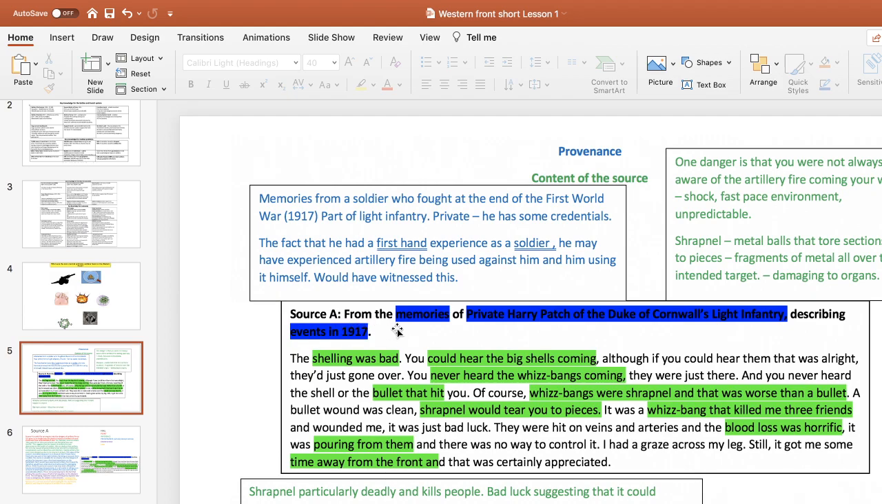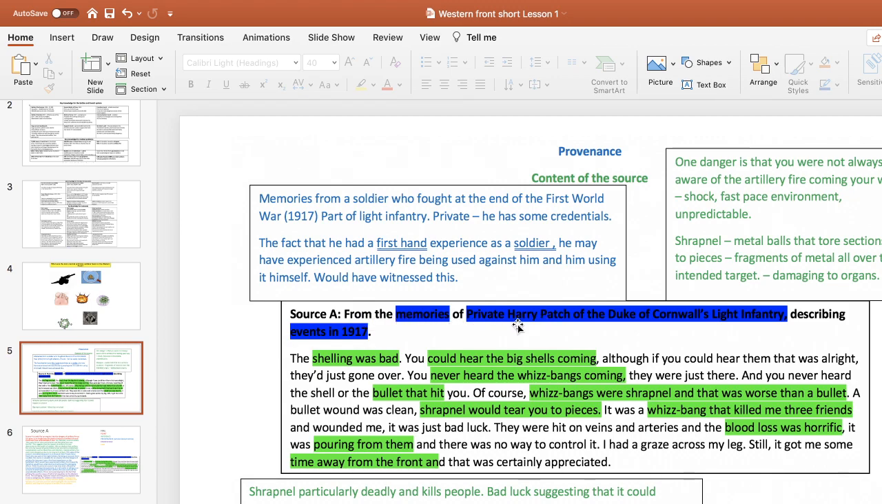So source A, from the memories of Private Harry Patch of the Duke of Cornwall's Light Infantry, describing events in 1917. Straight away, hopefully you notice that I'm using 2 different colours, one blue, one green. That's to stick with the theme: anything in blue, I'm writing about my provenance, and anything in green, I'm writing about the content of the source. So I'm reading the source and thinking about what I can learn from it and what inferences I can make. Since we're looking at the provenance, the question's asking us, how is source A useful for an inquiry into the dangers of artillery fire?